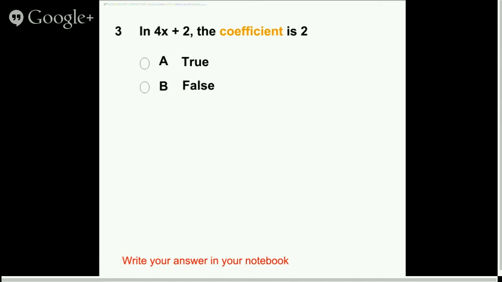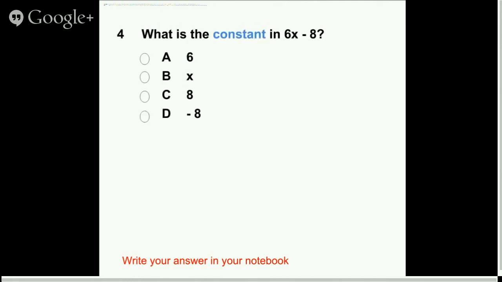All right, write your answer to this one in your notebook. Go ahead and pause it. Correct answer is B, false. 2 is the constant, not the coefficient. The coefficient is 4. The constant is 2. Try this one. Go ahead and pause it. Correct answer is D, negative 8. The constant is D, negative 8.